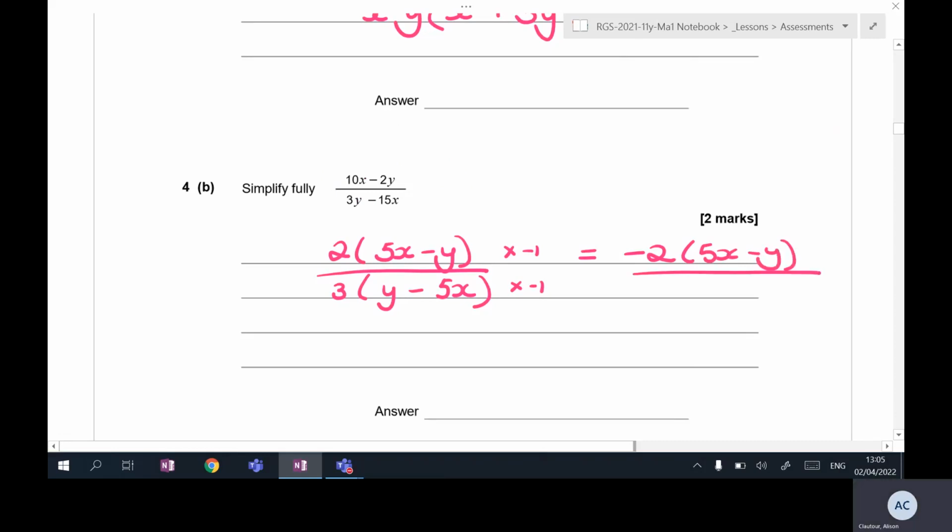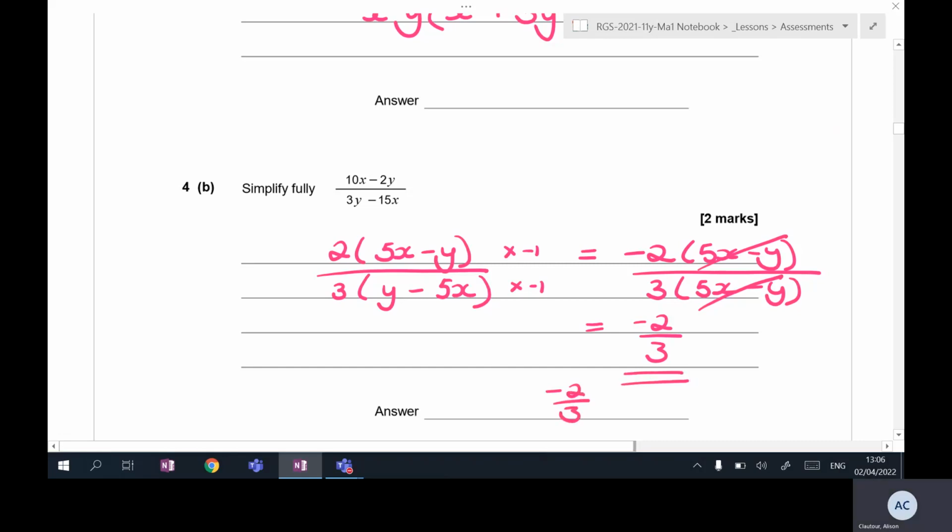However, for the bottom, I'm going to do it the other way around. So I'm going to leave the 3 and multiply the bracket by minus 1, which then gives me 5x minus y. Now I've got something that I can cancel. So I know that I've got minus 2/3 left. So that's one way of thinking about it.